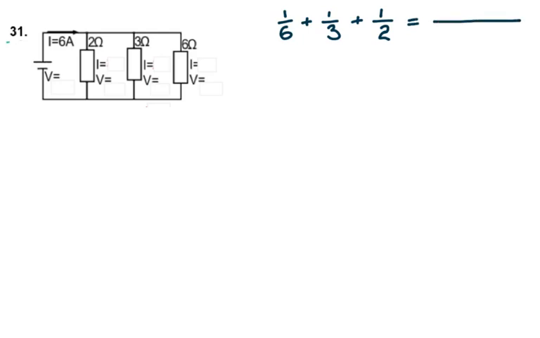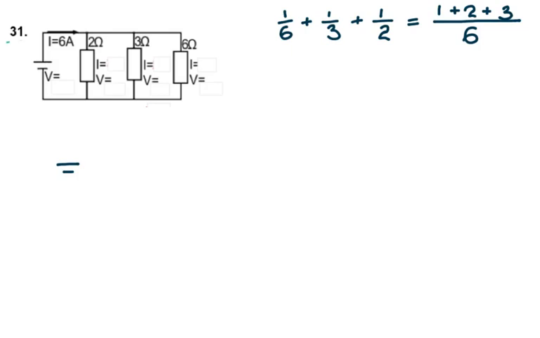The common denominator is 6. So for the first fraction, I don't have to do anything. For the second fraction, I have to multiply the numerator and denominator by 2. And for the third fraction, I have to multiply the numerator and denominator by 3. So what I get is 6 over 6. And if I flip it, it's still 6 over 6. So the total resistance of the circuit is going to be 1.